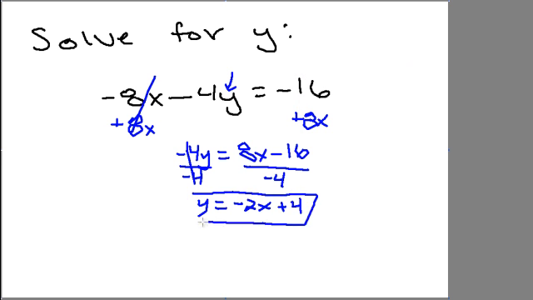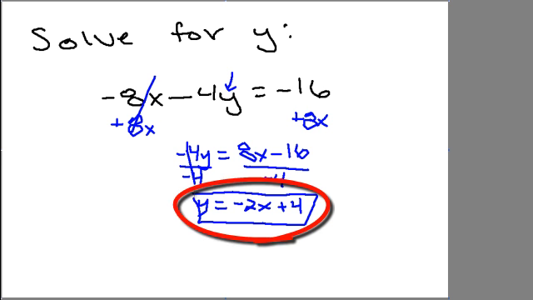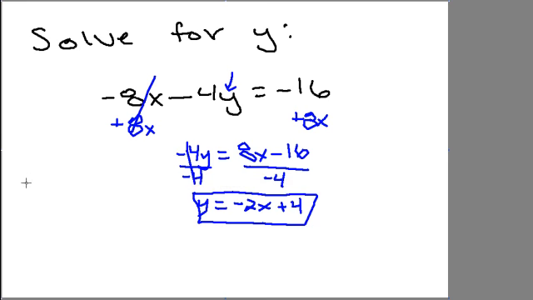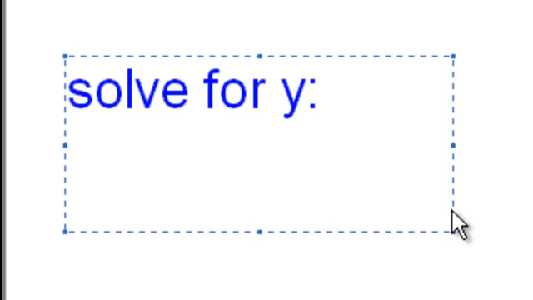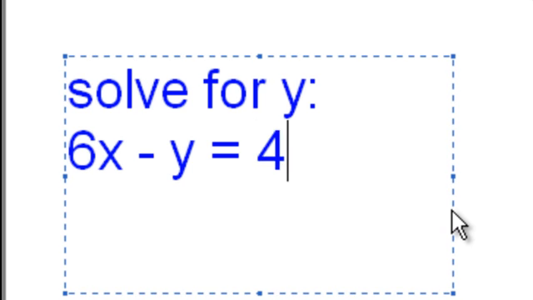So hopefully you did really well with it, or you get it now, and I want you to try one on your own. Okay? So here's what I want you to do. Here's going to be your problem. You're still going to solve for y, but this time you are going to look at the problem 6x minus y equals 4. So try that on your own with your group now.